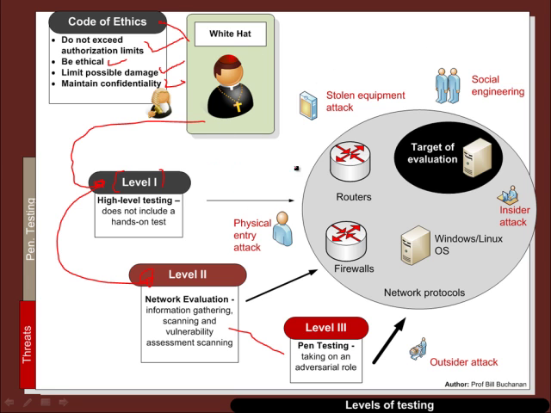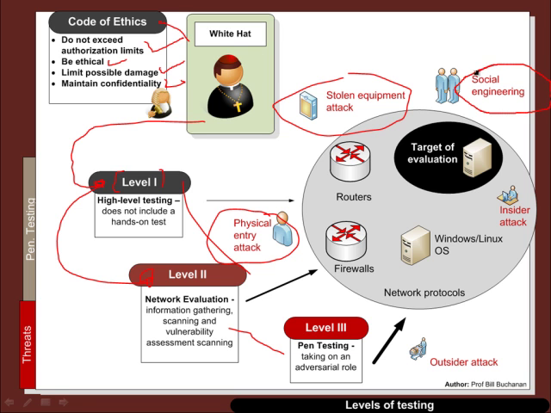So some of the things that might be involved with these tests include some sort of physical entry attack. We might get a stolen equipment attack, such as taking servers and computers away. And we might also get some sort of social engineering, where the white hat might ask someone in the organization for their password and user ID. And then we might also get an insider attack, where the white hat actually goes inside the network infrastructure and takes an adversarial role within it.